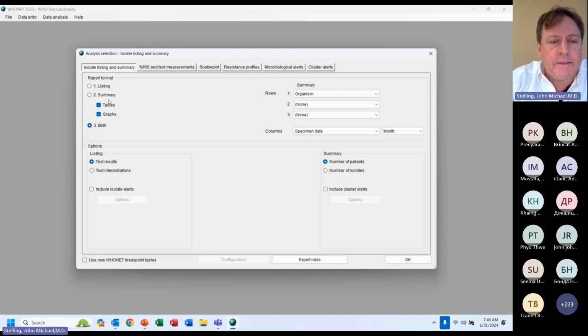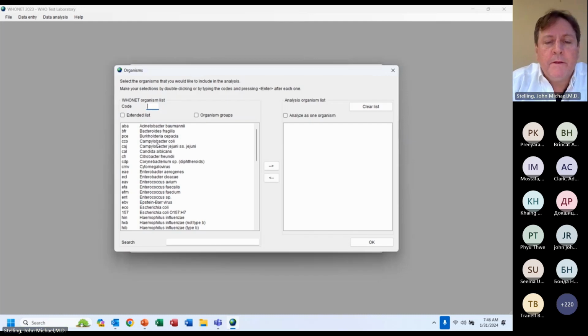So I would like to do a listing, a summary, and I'd like to do organism by date. Row variable is organism, so there will be 1 row for each organism, and the columns will be the specimen date by month. I'm going to change this. We will only look at 1 month of data, so these graphs will be more interesting if I click on day. Okay. So I've only made 1 small change here. Organism by date, specifically by day. I will click on OK.